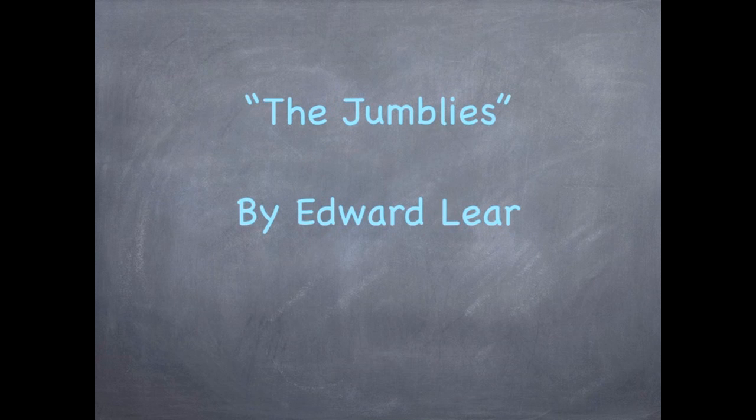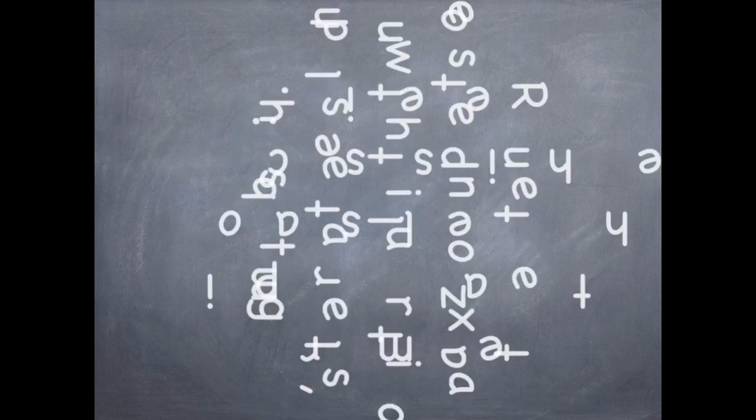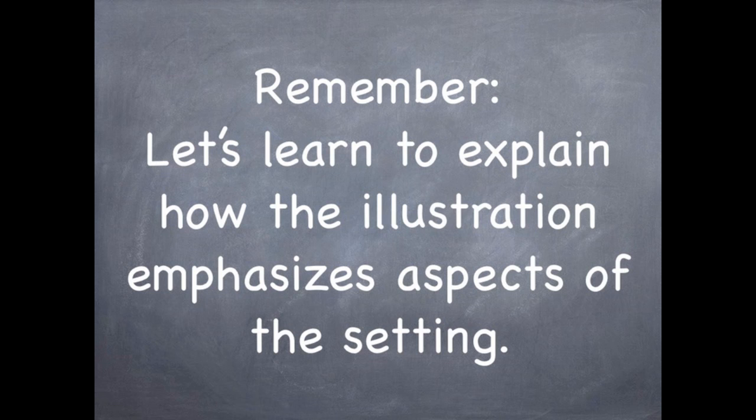Let's learn how to explain how a text's illustrations emphasize a setting. We'll read The Jumblies by Edward Lear. Edward Lear is a poet from the early 1800s. He wrote mostly in limericks, a form of poetry characterized by humor and nonsense and AABBA rhyme structure. Let's look at the illustration first and then read this nonsense poem to understand how the illustration emphasizes the story's setting. Remember, in this video, we're learning to explain how an illustration emphasizes or shows us aspects of a setting.